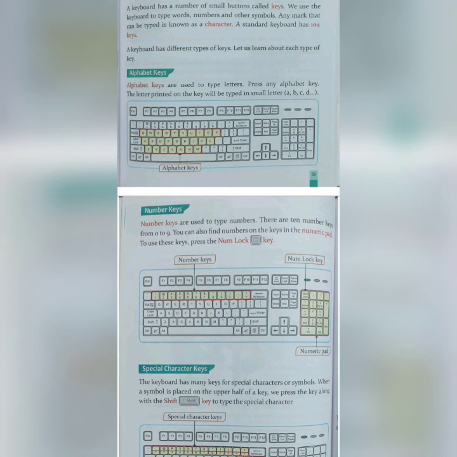So first is the alphabet keys. Alphabet keys are used to type letters. Press any alphabet key. The letter printed on the key will be typed in small letter: a, b, c, d. So alphabet keys are used to type letters on the computer screen with the help of these small buttons present on the keyboard. See where I am tapping, that is the alphabet keys row.